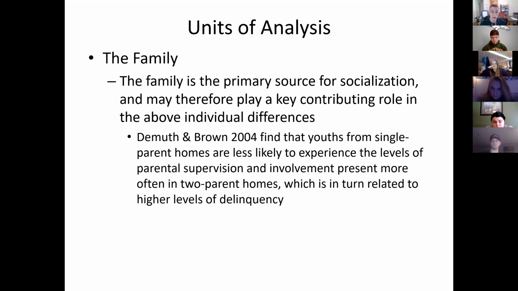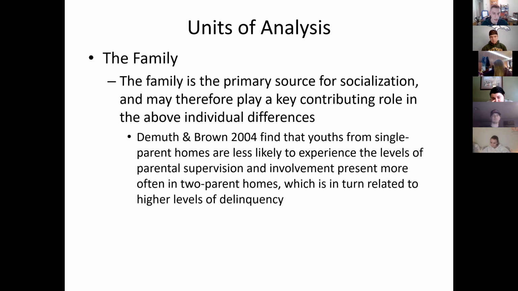A lot of social science research, even though we're interested in higher levels of units of analysis, it's still the individual usually who is surveyed, because you can't directly talk to a county, and usually the whole family is not involved in these things. But the next level up that a lot of social scientists are interested in, especially sociologists, is the dynamics of families. We know that the family is a primary source of socialization and may therefore play a key contributing role in the individual differences that we're talking about.